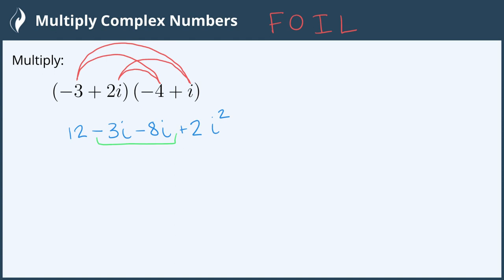Combining our like terms of the middle, we have -3i minus 8i, which makes -11i. So we have a -11i, and we still have the 12 out front. At the end, we have 2 times i squared. i, by definition, is the square root of -1. So i squared is the square root of -1 squared, making i squared just -1.